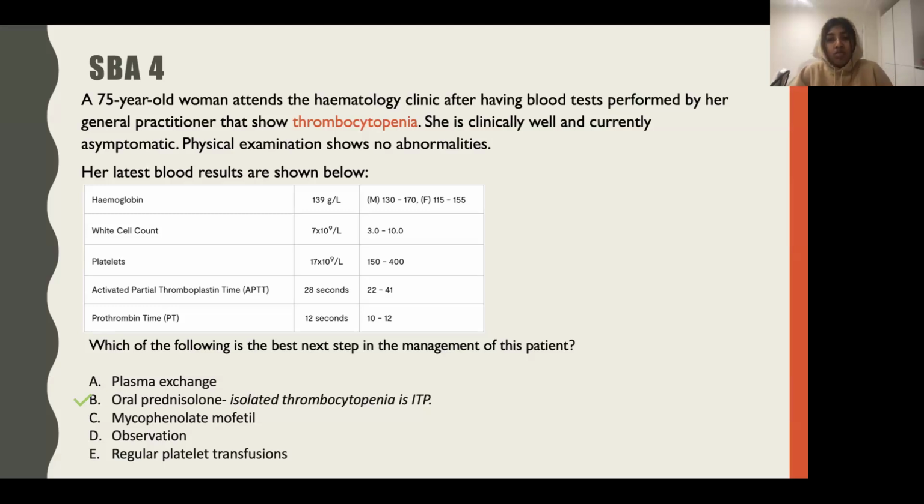And because it's an immune mediated thing, or thought to be an autoimmune thing, you would give oral prednisolone. So that's the answer here. Yeah, so that's the right answer.